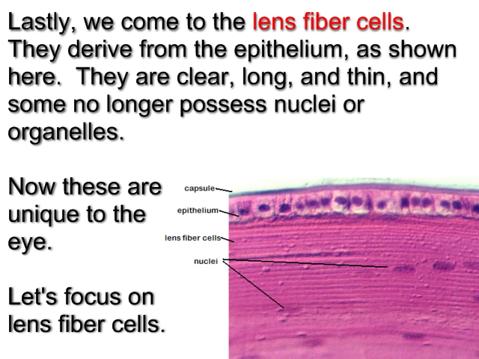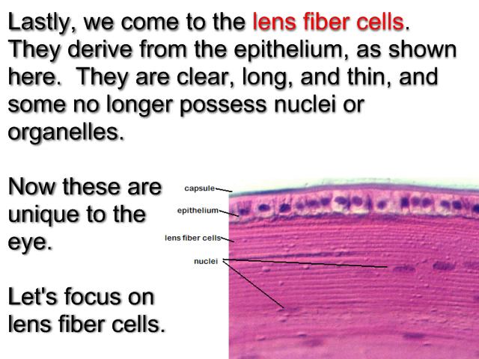Lastly, we come to the lens fiber cells. They derive from the epithelium, as shown here. They are clear, long, and thin, and some no longer possess nuclei or organelles. Now, these are unique to the eye.